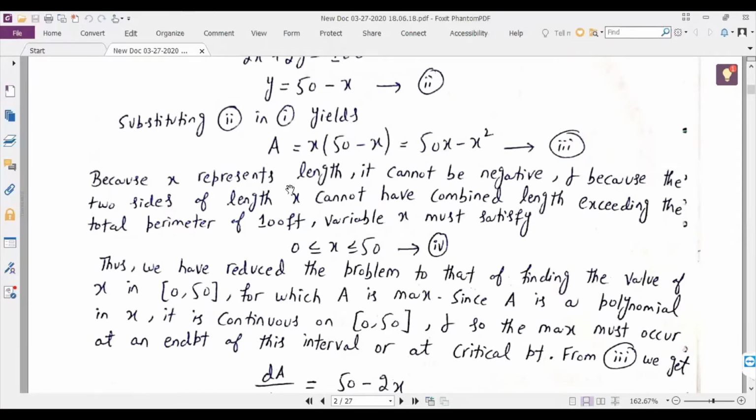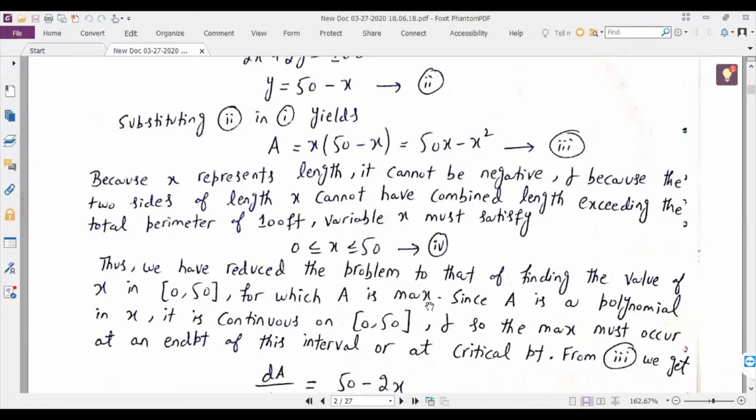Now what does x represent? x represents the length here, and length cannot be negative. And because the two sides of length x cannot have a combined length exceeding the total perimeter of 100 feet, the variable x must satisfy these values. It should be between 0 and 50. The value of x cannot exceed that. So we have reduced the problem to finding the value of x in the closed interval 0 to 50 for which the area is maximum.